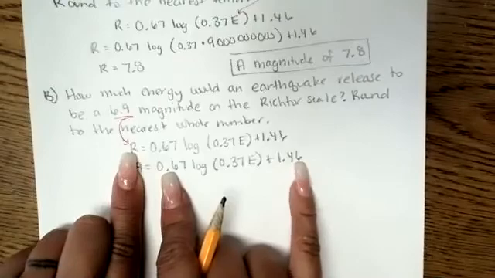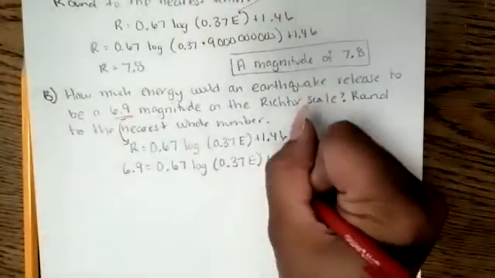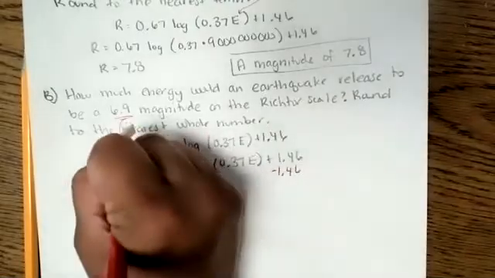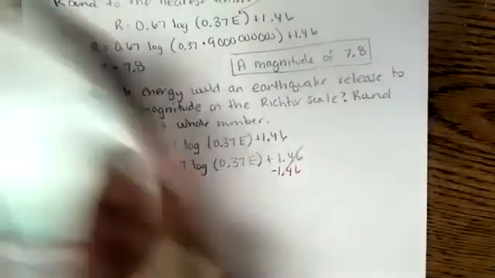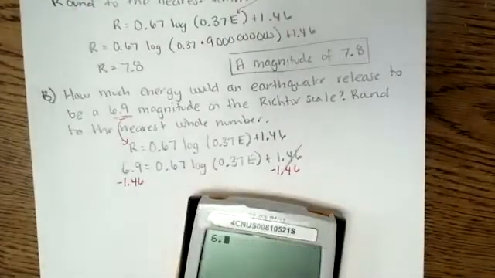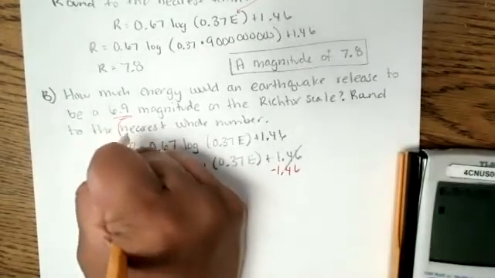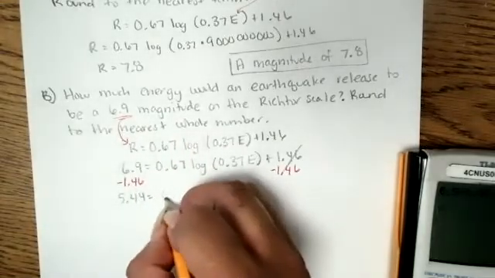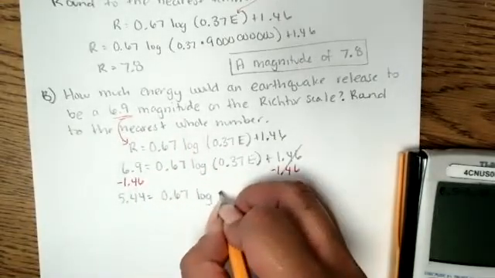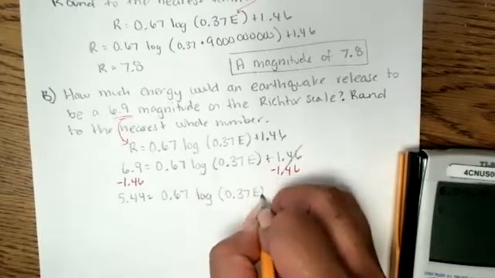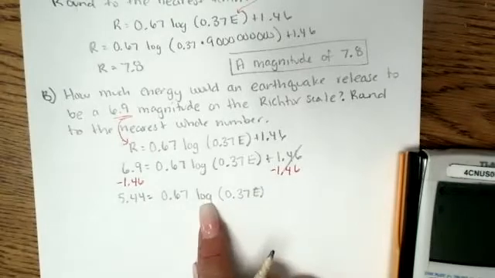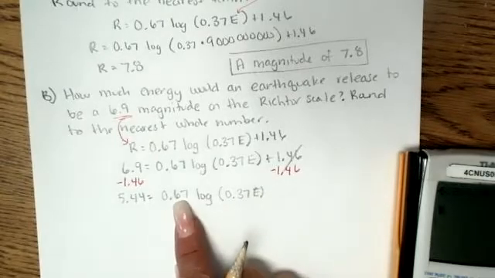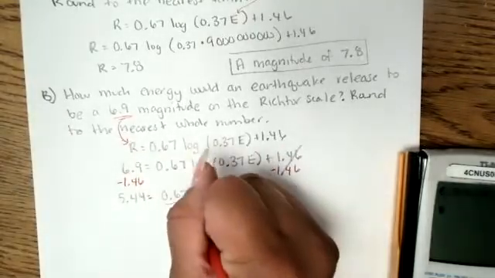I'm going to first get rid of the add and subtract because remember you're doing order of operations, but you're going in reverse. Minus 1.46 minus 1.46. So I have 6.9 minus 1.46, I have 5.44 equals 0.67 logarithm 0.37 times E. You're still trying to get the E by itself. You can't cancel the logarithm out. You have to get rid of this times 0.67. So I'm going to divide both sides by 0.67.